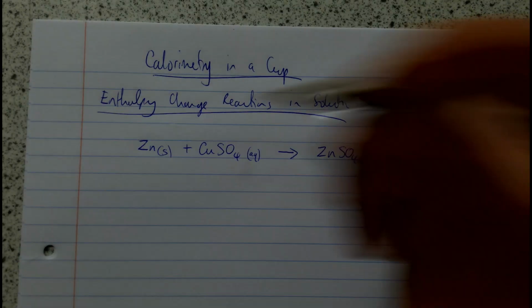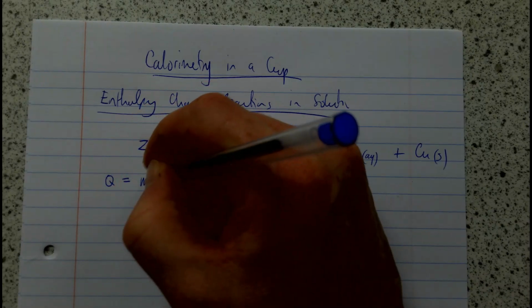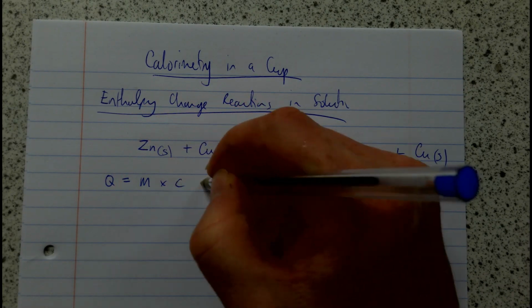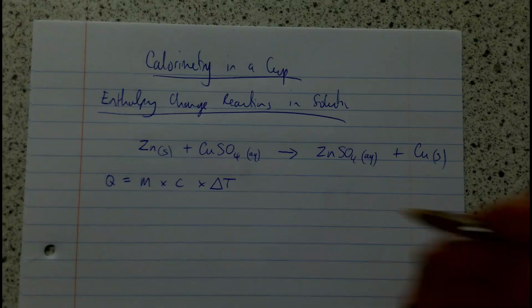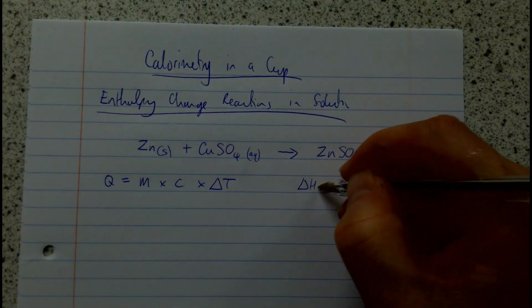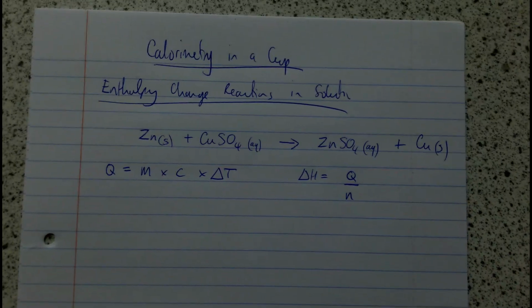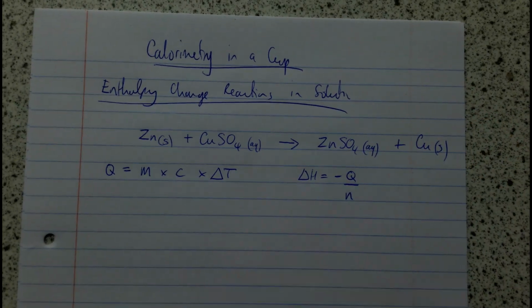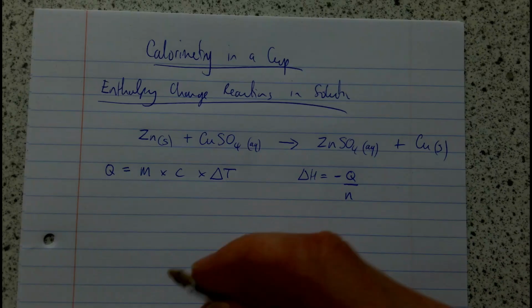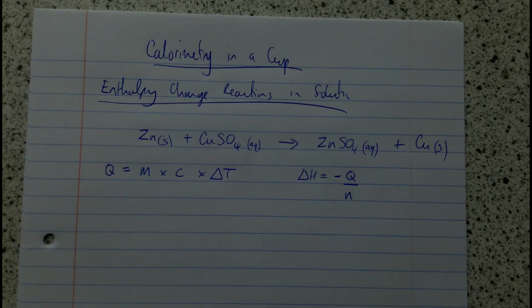water. So just like before, if we know the mass of the water and we know the specific heat capacity of the water and we know the temperature change, we can work out Q, and then we can work out delta H from Q over n. And if it's an increase in temperature, it's a negative enthalpy change, so it's minus Q over n again. But there are some things we need to be aware of, some assumptions that we're making, and some solutions to the problems that arise when doing this.